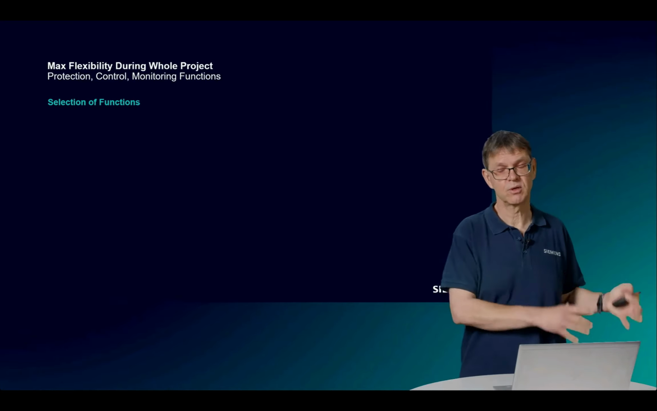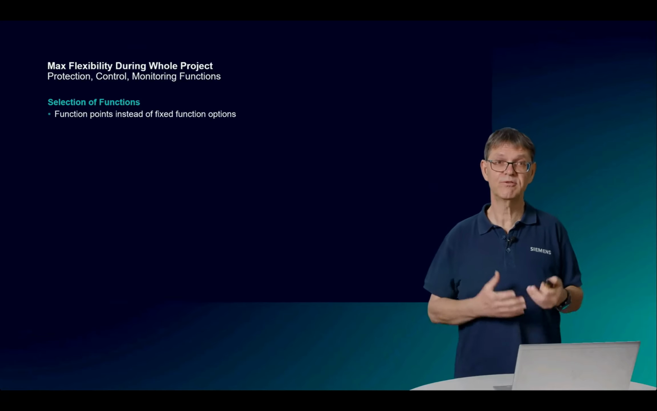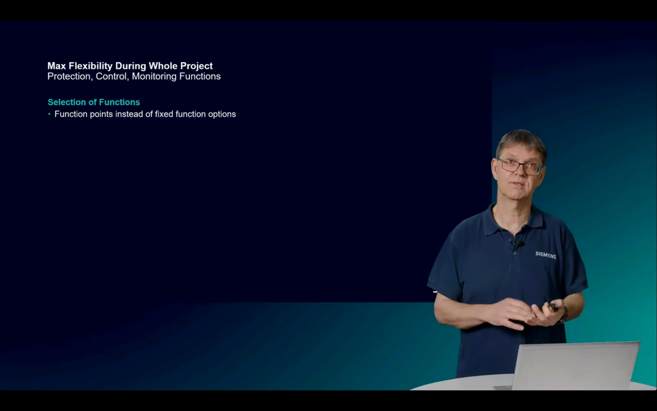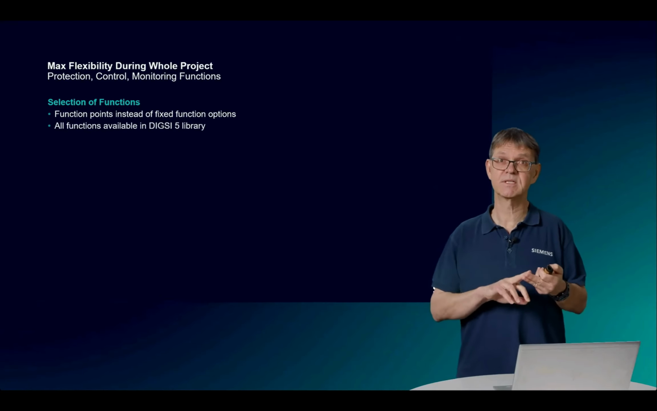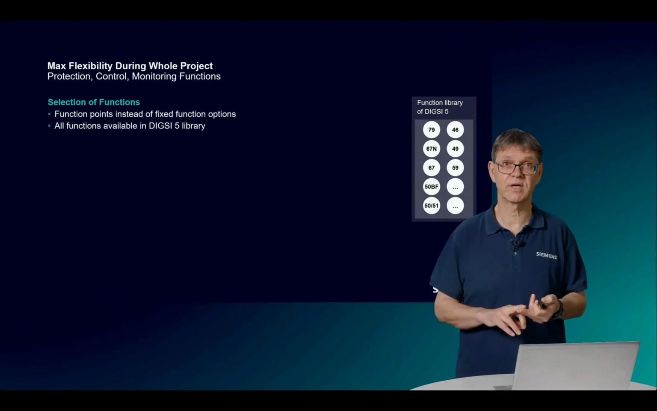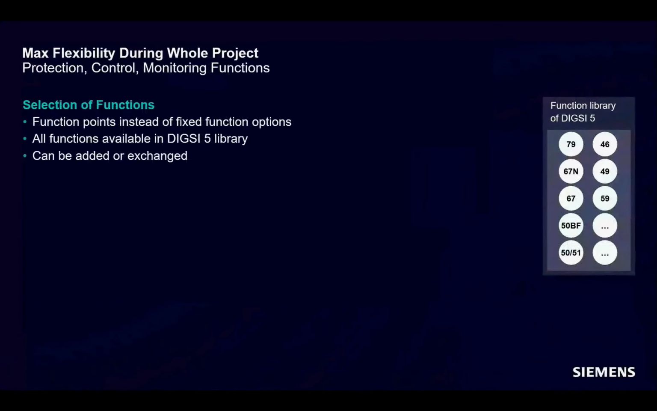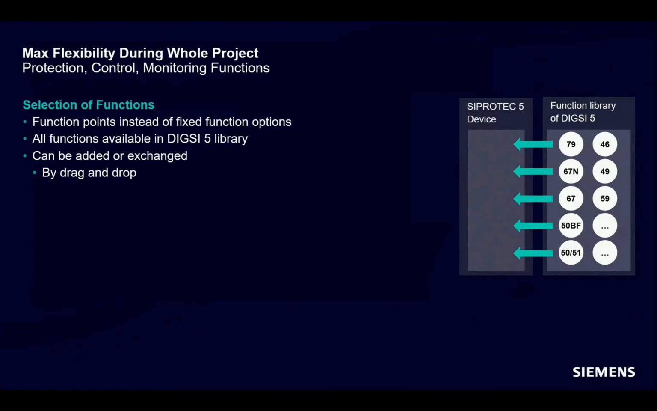Let's talk about functions. So now we talked about the hardware, let's go to the functions. We have function points instead of fixed function options. This has at least two advantages. All the functions are available in a DIXI5 library, as you can see here on the right-hand side. These functions can be added or swapped with the actual configuration by drag and drop of the functions in the DIXI program into the configuration, as you can see here on the right-hand side. So you put them into your configuration in a few seconds. Yeah? Then the function is in the configuration.